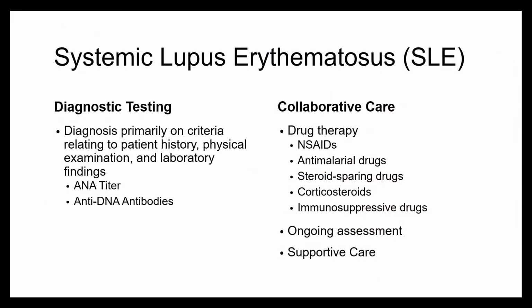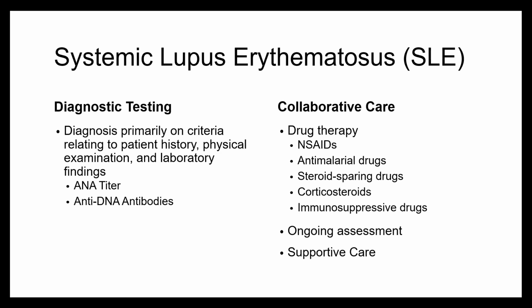Lupus is a disease that is diagnosed by exclusion, as many of our autoimmune diseases are. Diagnosis can be rather difficult to achieve, and it's primarily done based on the criteria that relates to the patient's history, the patient's physical exam, and some laboratory findings.